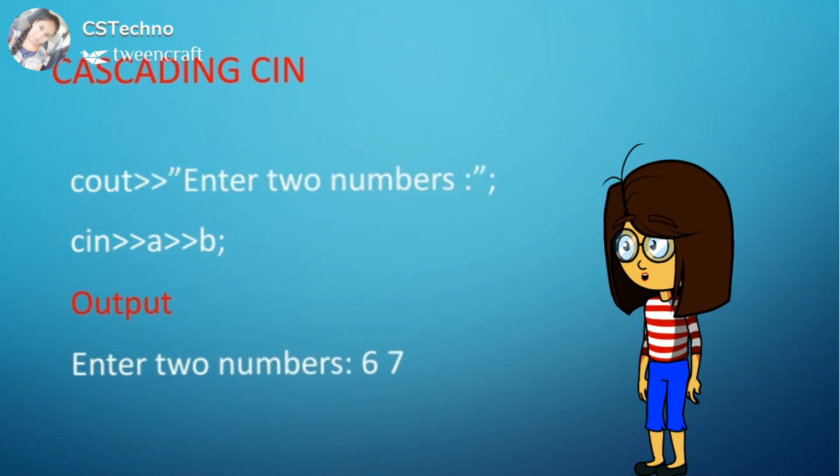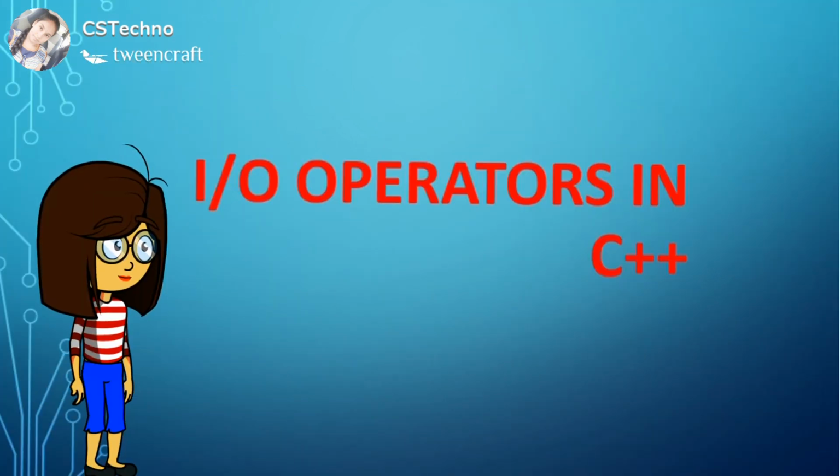This is an example for cascading input operators. Simply, we display the statement "Enter two numbers". So the user will enter two numbers. They will be received by the cin operator. Then the received values will be stored in a and b. Here we use a single statement to receive the values two times. I hope these simple examples give a clear understanding of these concepts.